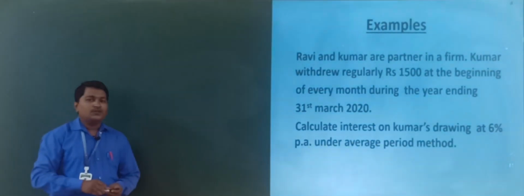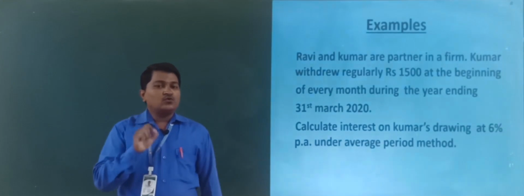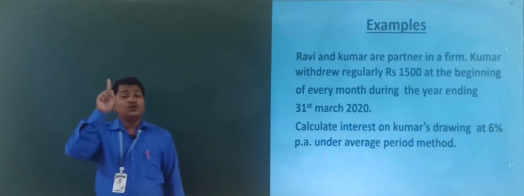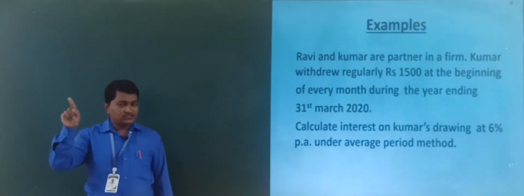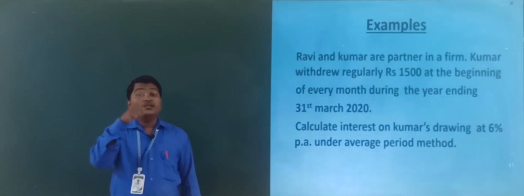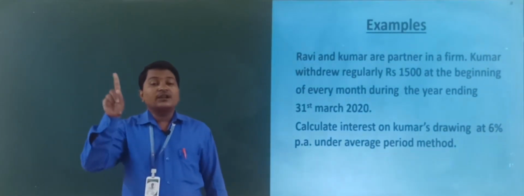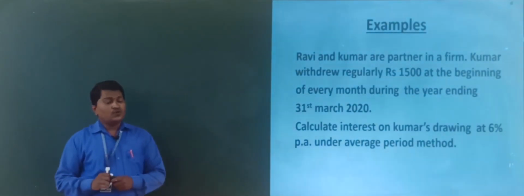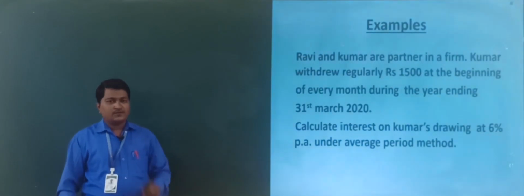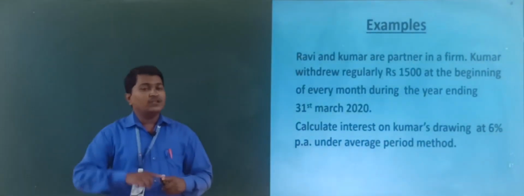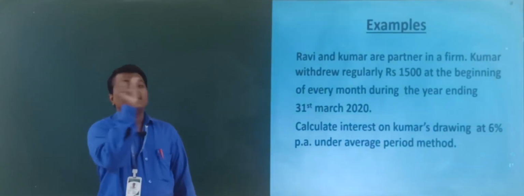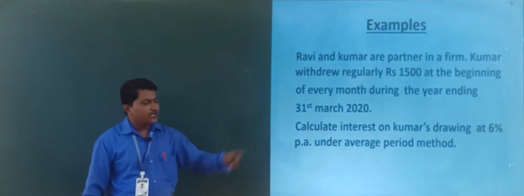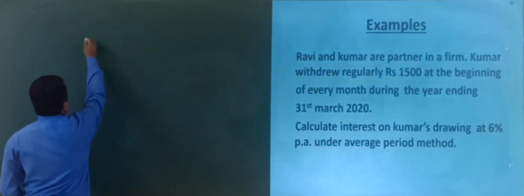So as you know in the previous slide, how to calculate interest on drawing under the average period method? Yes, interest on drawing is equal to total drawing into average period into rate divided by 12. This is the formula to calculate interest on drawing. So first of all, under which method are we solving here? Yes, under the average period method. As I told in the previous classes, first of all you need to give the title under which method you are solving. So I give the title first here.